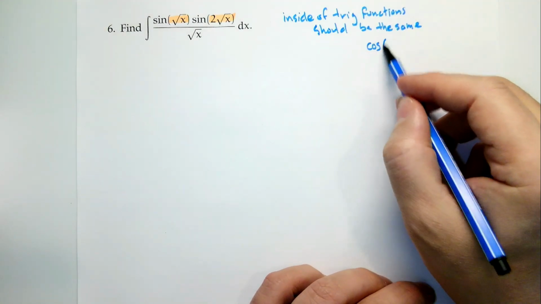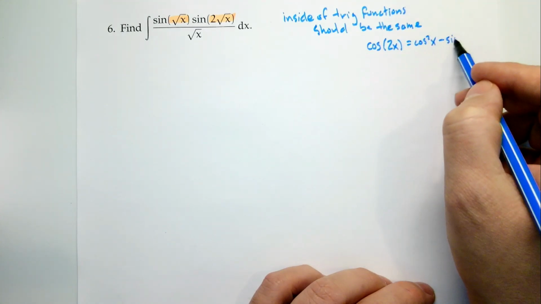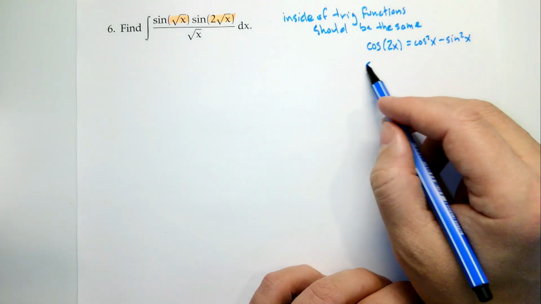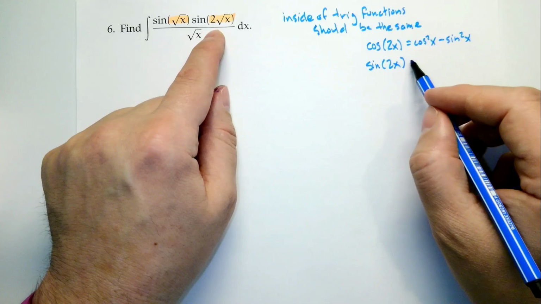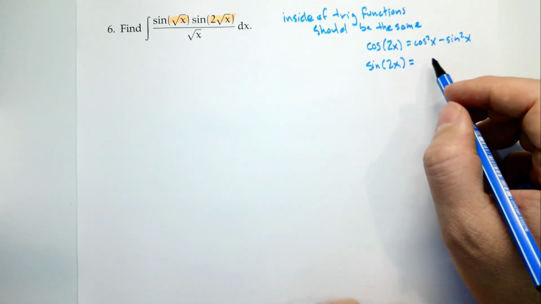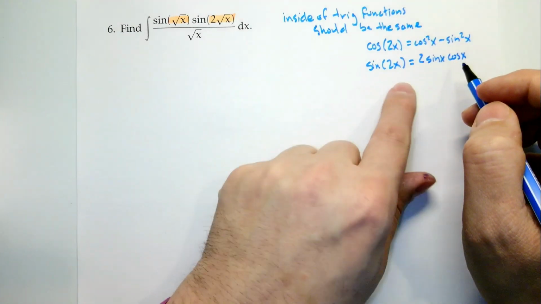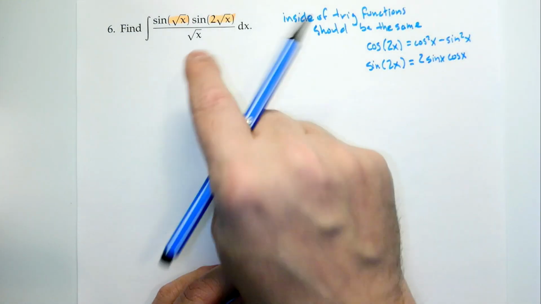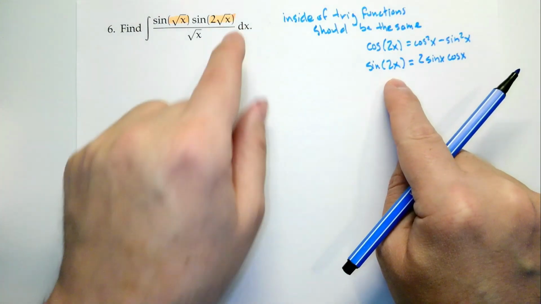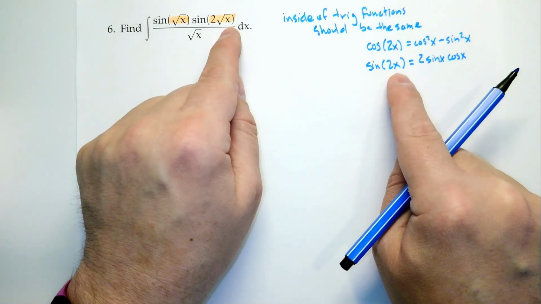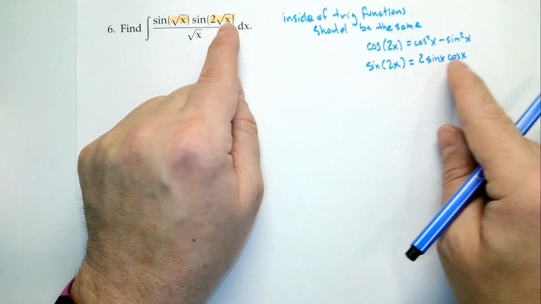The one we won't use, the cosine one, is that cosine squared minus sine squared is equal to cosine 2x. Sine is the one we want because that doubles our angle for sine. So sine of 2x is 2 sine x cosine x. Now that's sine of 2x. So what about sine of 2 square root of x? How does it change this? Well, it just says instead of x, put square root of x. So sine 2 square root of x is 2 sine square root of x cosine square root of x.